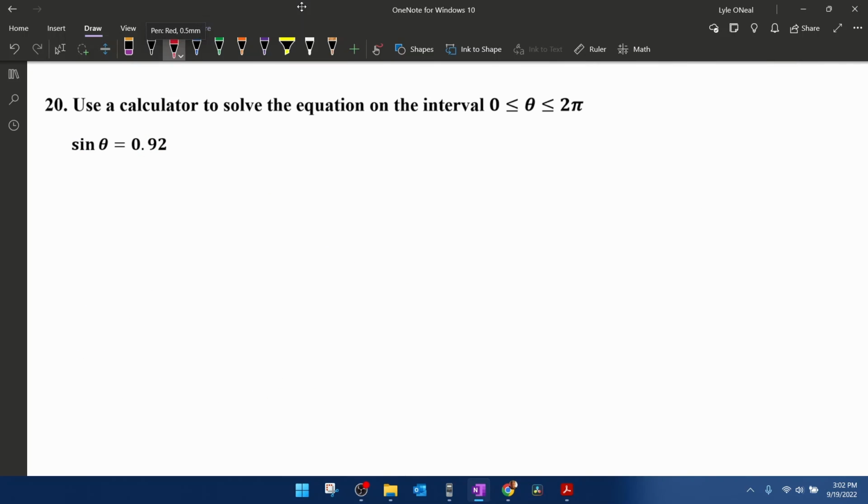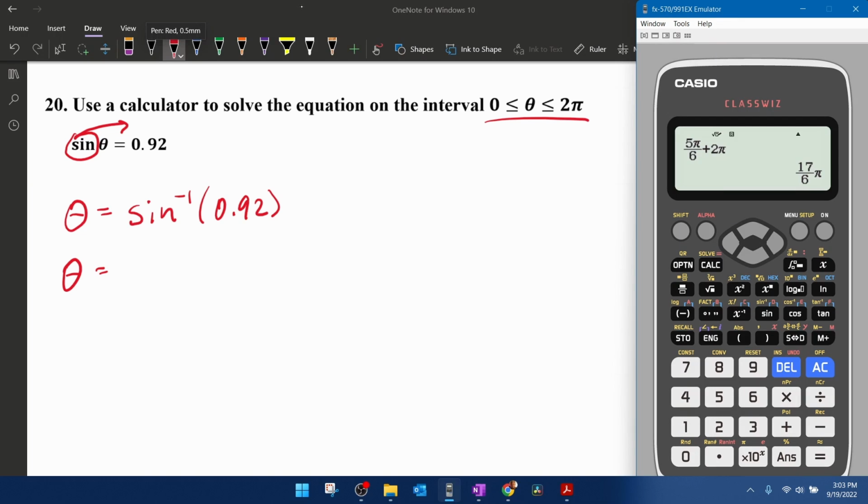And for the last problem, problem number 20 on our practice midterm exam, use a calculator to solve the equation on the interval from 0 to 2 pi. We have sine theta is 0.92. So the first thing I want to do is isolate theta. I'm going to bring the sine to the other side, which makes it inverse sine of 0.92. And then I'm going to use my calculator to get my initial angle.